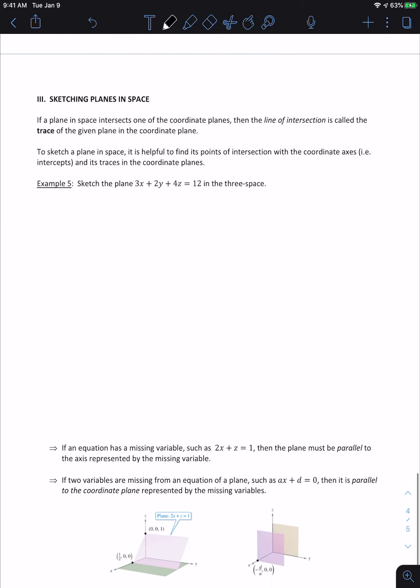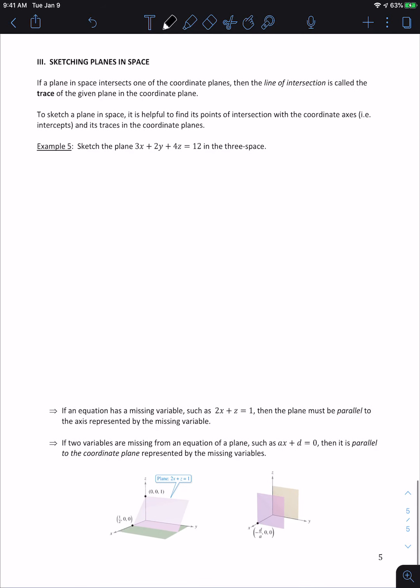Okay, so sketching planes in space. If a plane in space intersects one of the coordinate planes, then the line of intersection is called the trace of the given plane in the coordinate plane. So anytime a plane intersects a plane, think about two sheets of paper intersecting with each other. They intersect at a line, right? And so if I take the YZ plane, the XY plane, or the XZ plane, and intersect it with the plane that we are concerned about, then that line is called the trace, right?